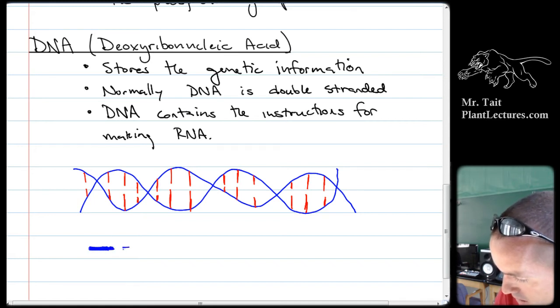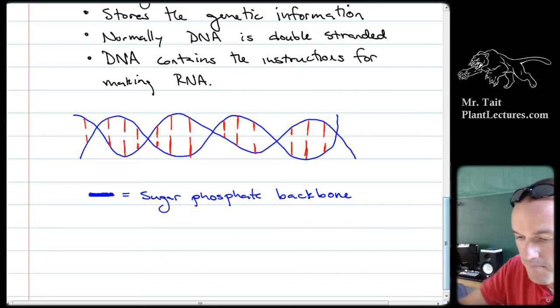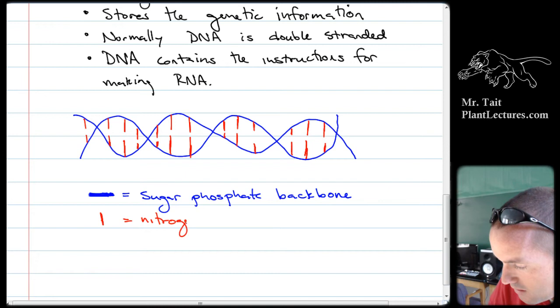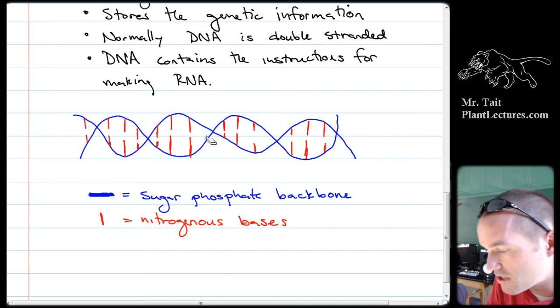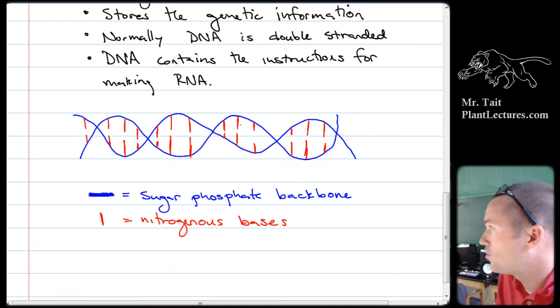And so in our drawing here, this part, the blue part, that part is called the sugar phosphate backbone. Okay? And the red part, those are the nitrogenous bases. And you'll notice that the red parts don't ever touch in the middle. They're not solid ladder rungs as people often draw it.